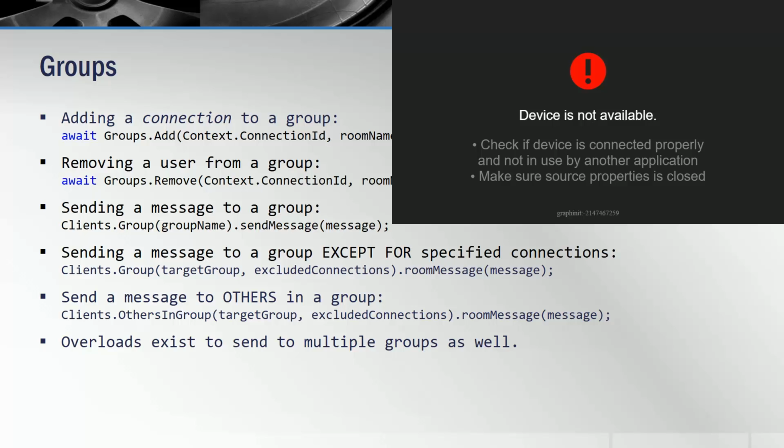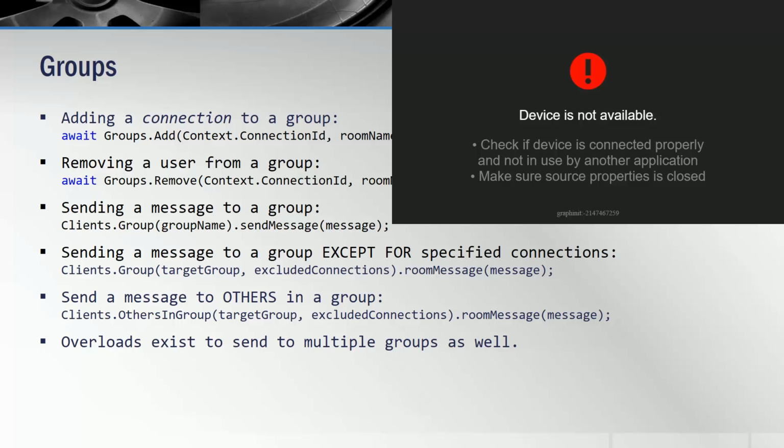Sending a message to a group except for specified connections. When might you want to do that? Again, that chat app, right? You don't send it back to the person, they know what they just said. You can go ahead and display it right there, right? So you can send a message to a group except for specific connections, or send a message to others in the group.